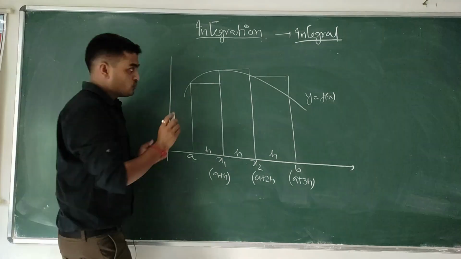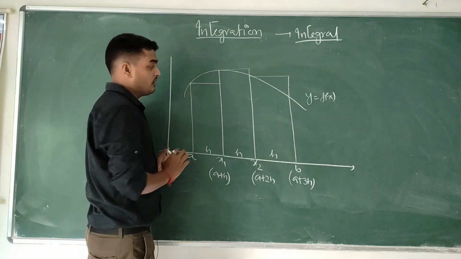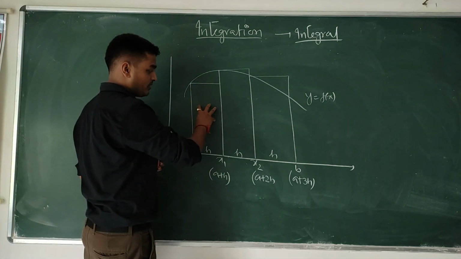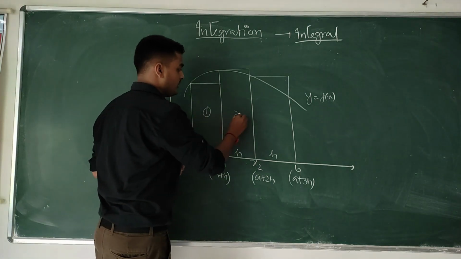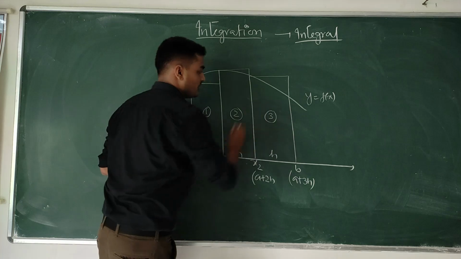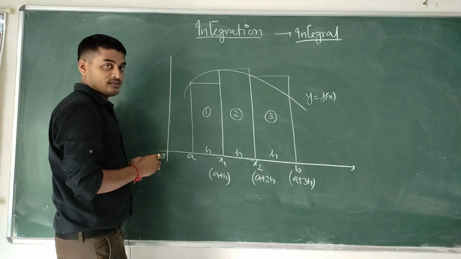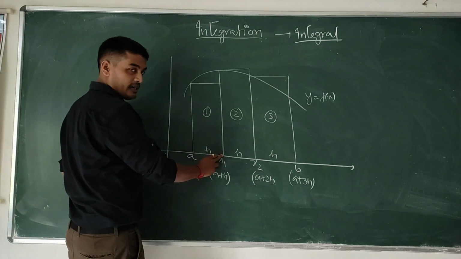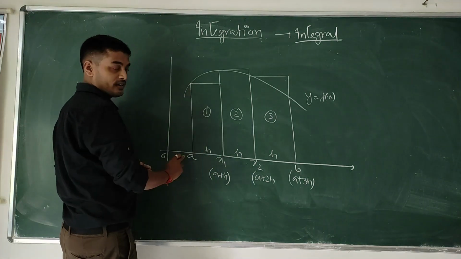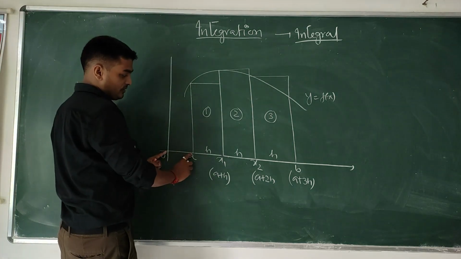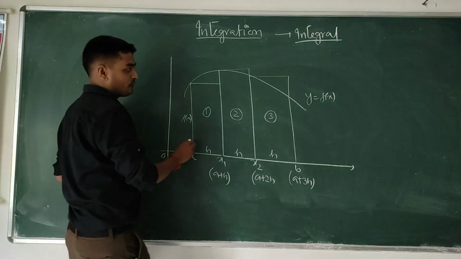Okay. So, to get the area, what we will do? To get the area, first of all, we will try to find out the area of this rectangle plus area of this rectangle plus area of this rectangle. Rectangle number 1, rectangle number 2, rectangle number 3. Area means length into breadth. So, what is the breadth? h. What is the length? f of a. Obviously it will be f of a. f of a into h.